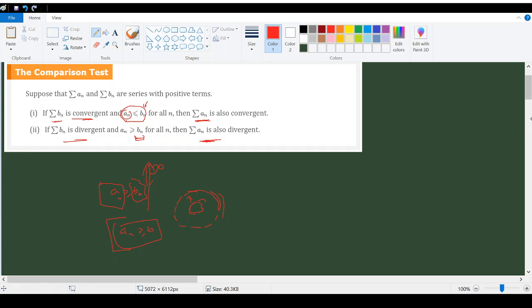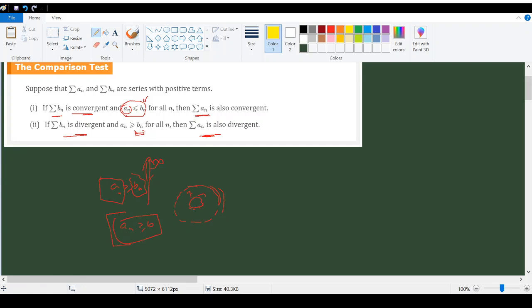Okay, and there's one more thing. All these terms that we are doing the comparison with should be positive. You can't do the comparison for series like this, because here you will have both negative and positive terms. If you are using the comparison test, then both an and bn should be positive, right?